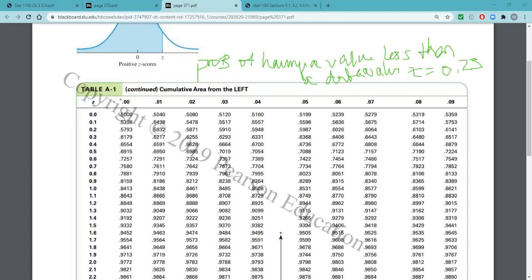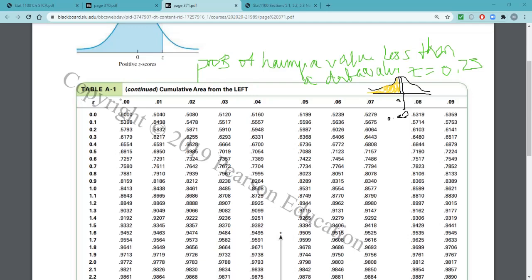Okay, so I know I'm positive. If I were to sketch this, right in the middle would be 0, and I'm going to be to the right of 0. So this is z equal to 0.23. Based off of the information that I know, half of my curve is 50%, so I shouldn't have a value that's too much more than 50% since I'm so close to that.